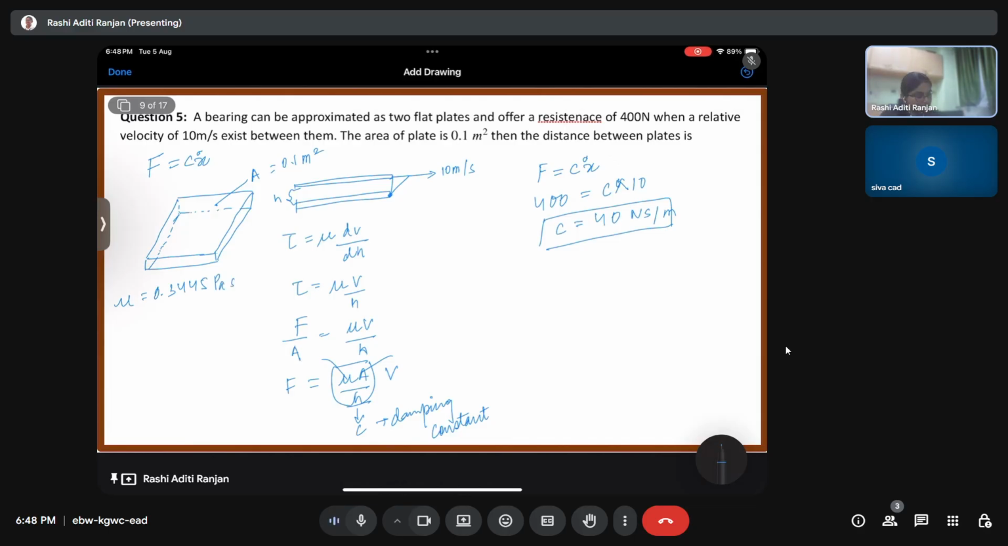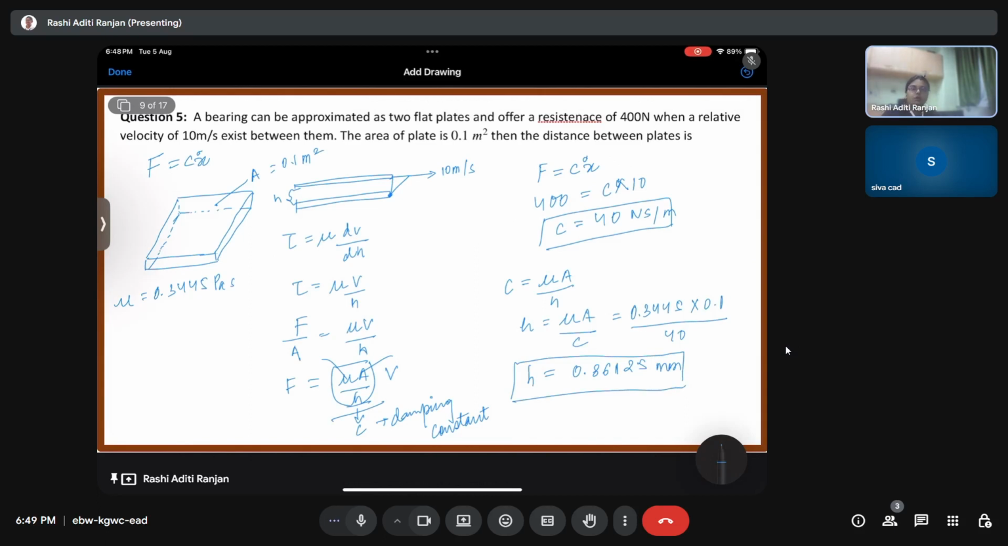Now if you put it in this equation, C equals mu A by H. We get H as mu A by C. 0.3445 into 0.1 divided by 40. This will give us the value of 0.86125 millimeter. So this is the distance between the two plates.